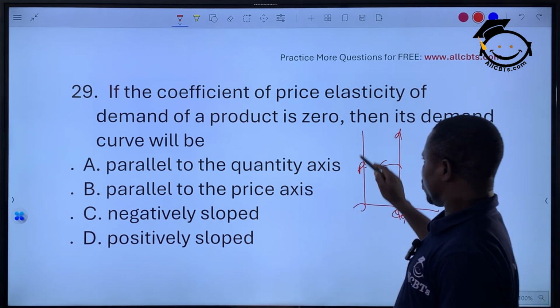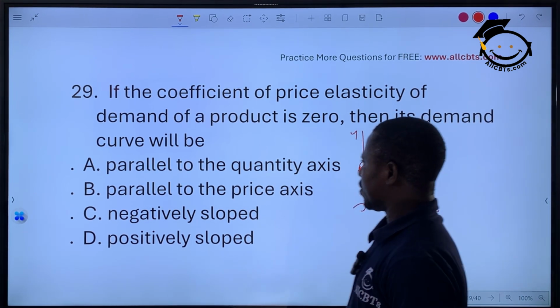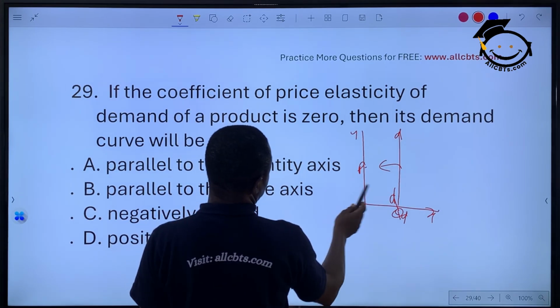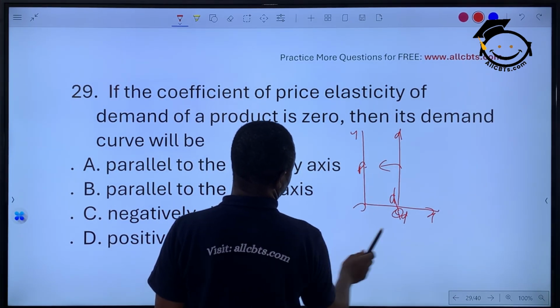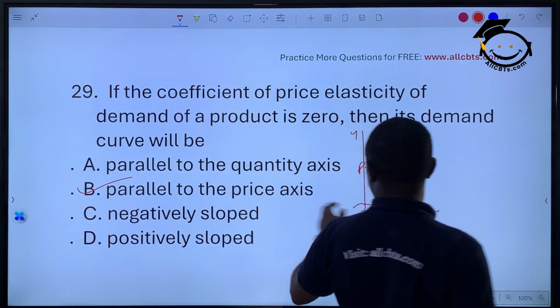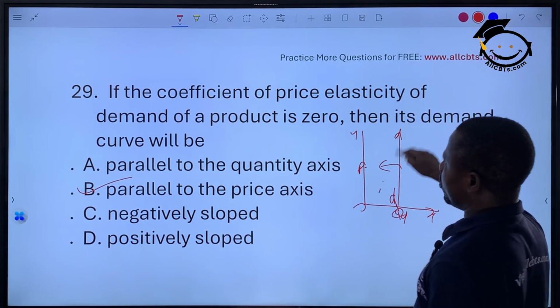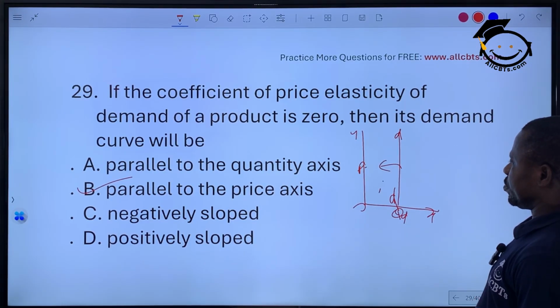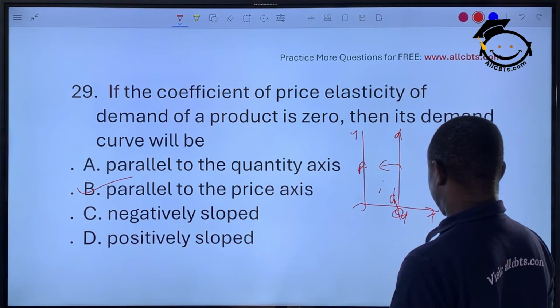Okay? And 0, y-axis, x-axis. Price axis. So this is parallel to the price axis. This is the quantity axis. Okay? The answer is B from this diagram. The elasticity of demand of a product is 0. The answer is B. Okay?